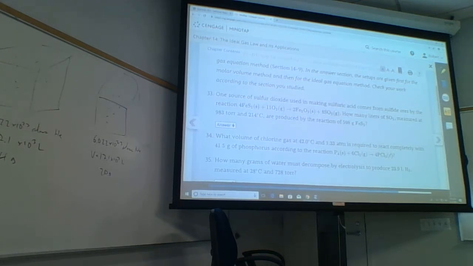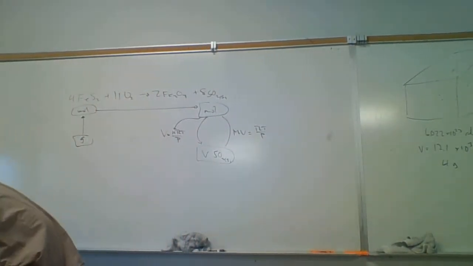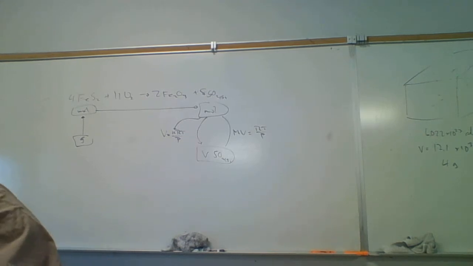by either using the ideal gas law, V equals nRT over P. So we need the moles here. We need the temperature, which is given as 214 Celsius, and we convert that to Kelvin. The pressure is given in torr, and we convert that to atmospheres. Or we would use the molar volume. The molar volume we have to calculate. It's not one we have memorized, so we'd end up calculating it.